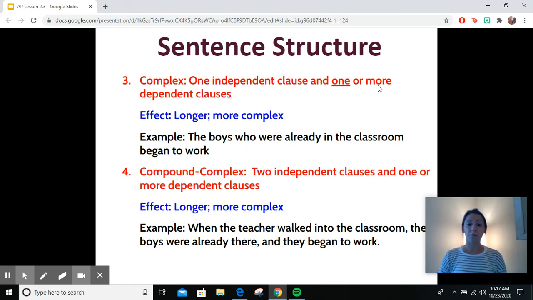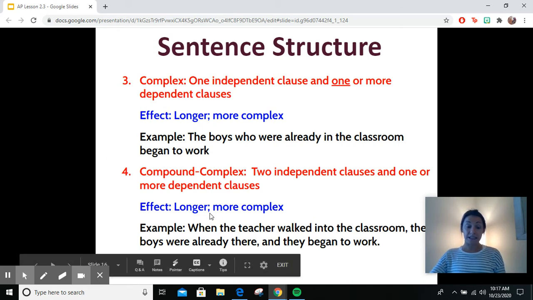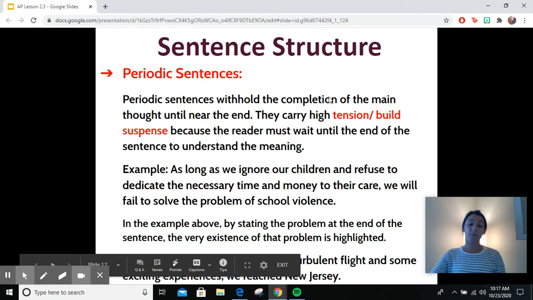Number four, compound complex: two independent clauses and one or more dependent clauses. The effect of this is that it's longer and, again, more complex. We see a lot of these examples and sentences in Just Mercy when, again, Brian is describing certain events.